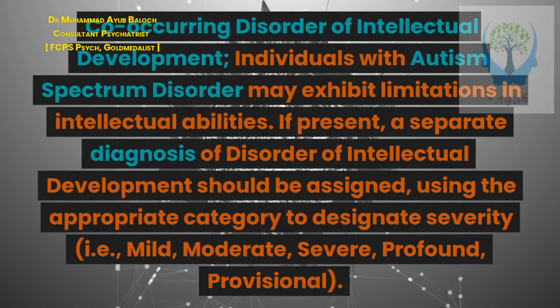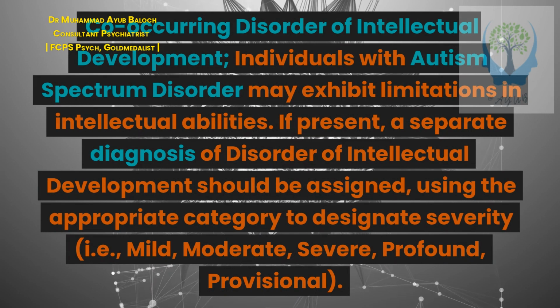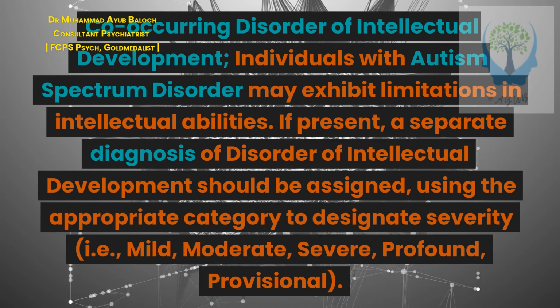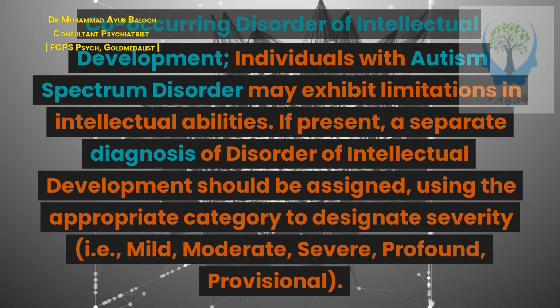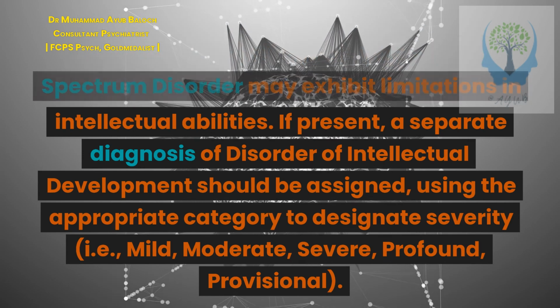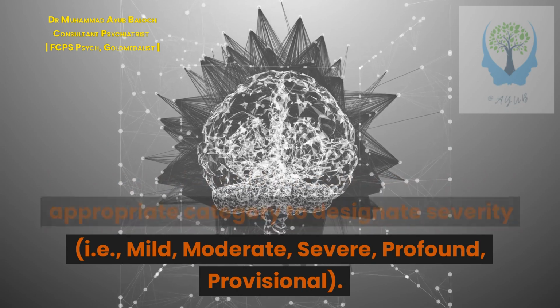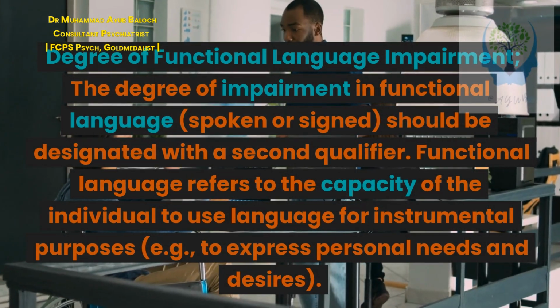Co-occurring disorder of intellectual development. Individuals with autism spectrum disorder may exhibit limitations in intellectual abilities. If present, a separate diagnosis of disorder of intellectual development should be assigned, using the appropriate category to designate severity, i.e., mild, moderate, severe, profound, provisional. Degree of functional language impairment.